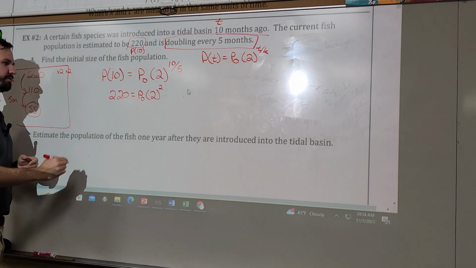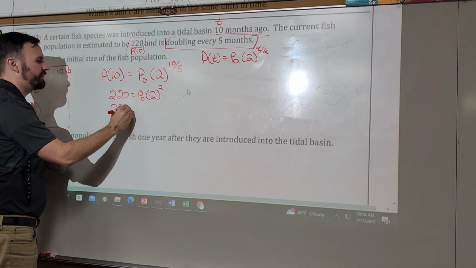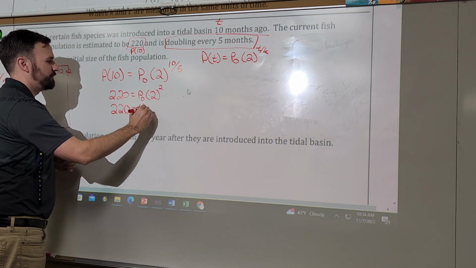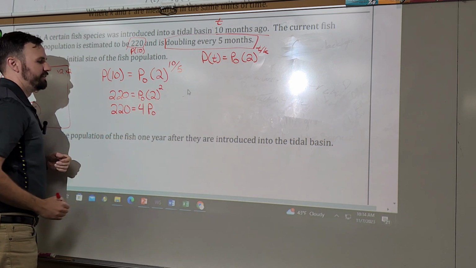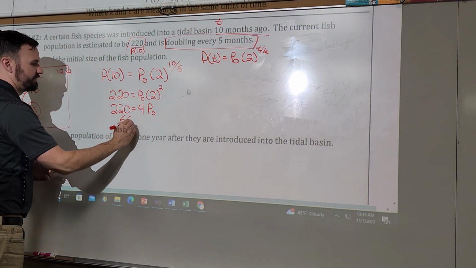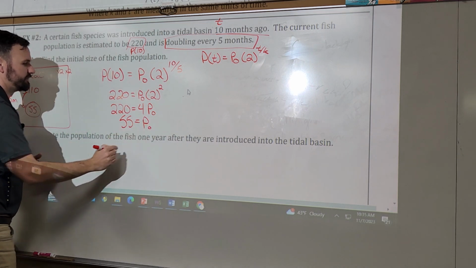What's 2 squared? A game you play when you don't have as many friends. 2 squared. I'm just kidding. It ends up 4 times my initial. Divide by 4 and I get it. 55 is my initial.